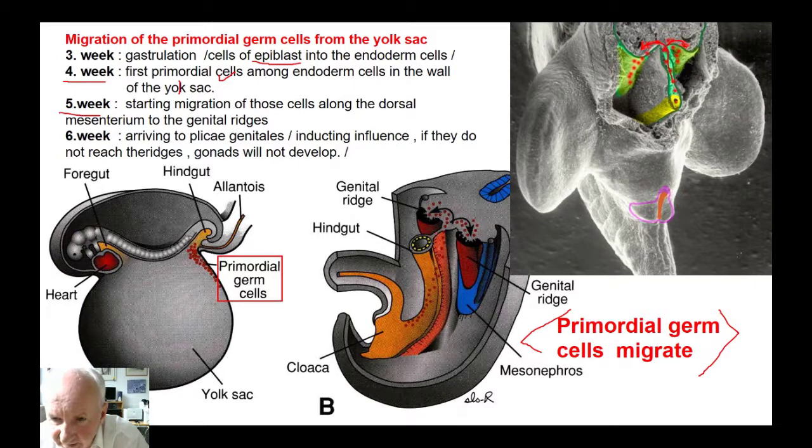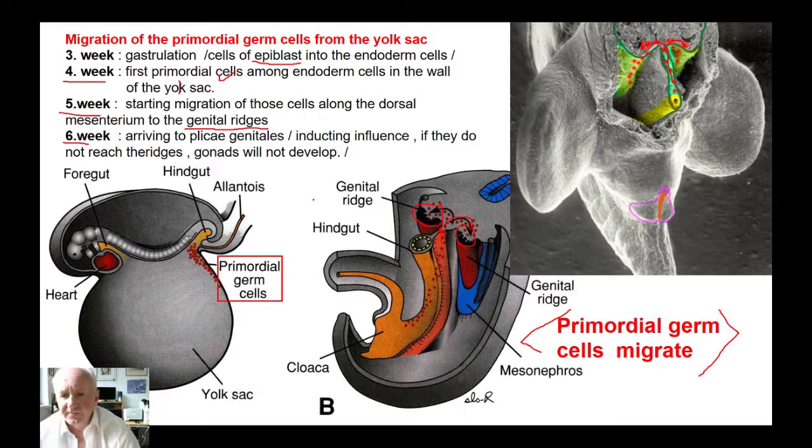One week later, those cells start migration along the dorsal mesenterium, here you see it, and they start to occupy on both sides the famous genital ridges. So this is the migration of the primordial germ cells from the yolk sac in the wall of the dorsal mesenterium, occupying on both sides the genital ridges. This lasts around 1 week. So around the 6th week, the first cells arrive at both ridges.